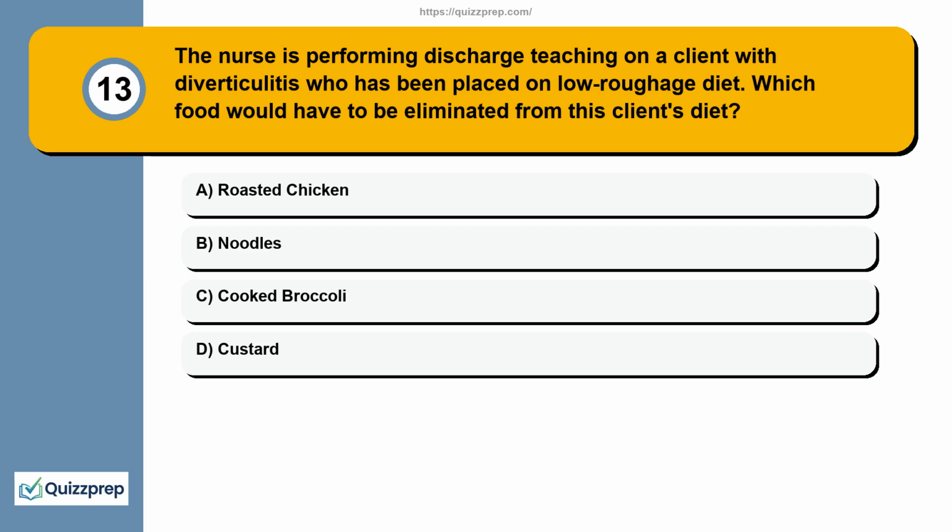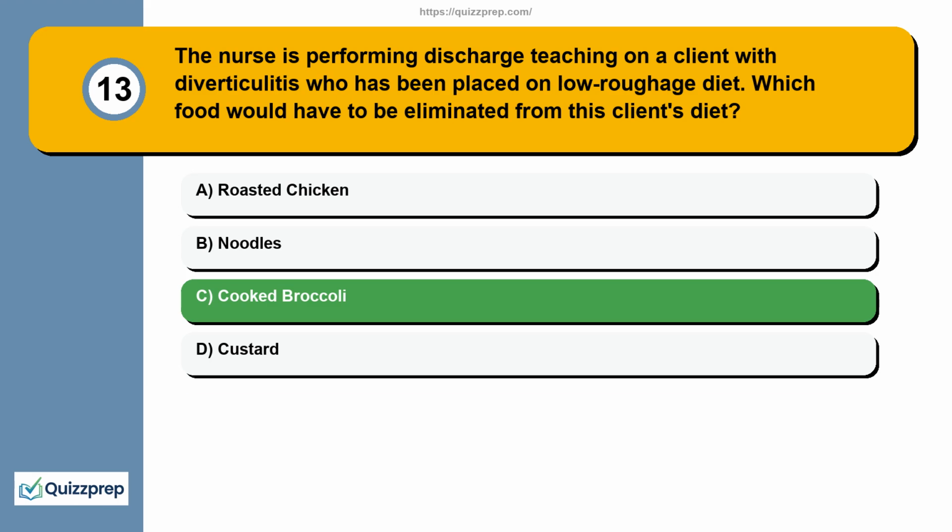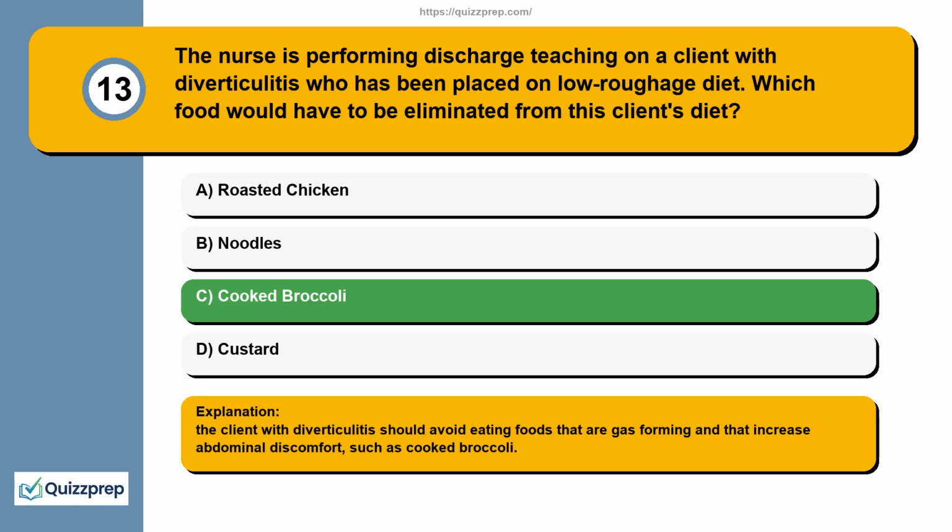Question 13. The nurse is performing discharge teaching on a client with diverticulitis who has been placed on a low roughage diet. Which food would have to be eliminated from this client's diet? Roasted chicken, noodles, cooked broccoli, custard. The client with diverticulitis should avoid eating foods that are gas-forming and that increase abdominal discomfort, such as cooked broccoli.